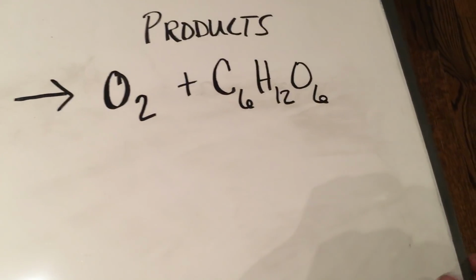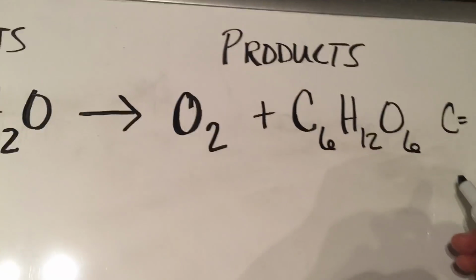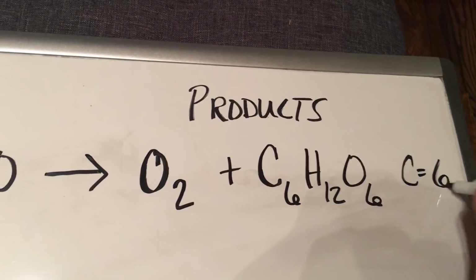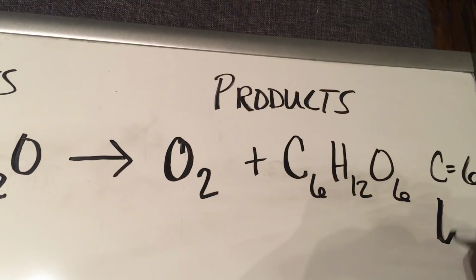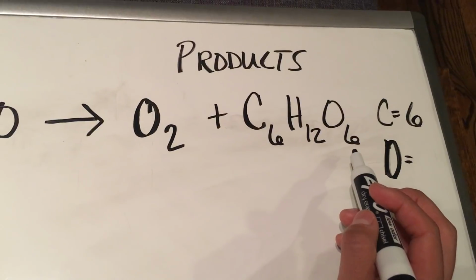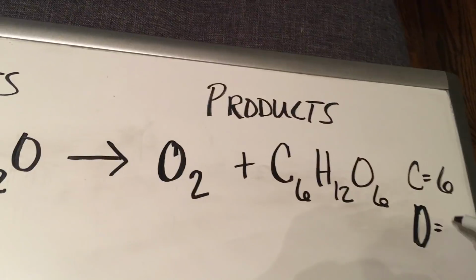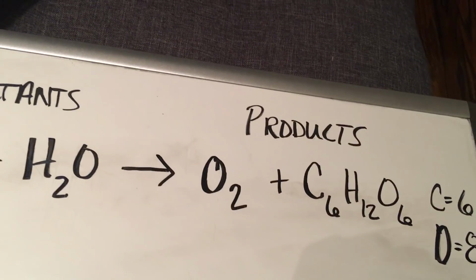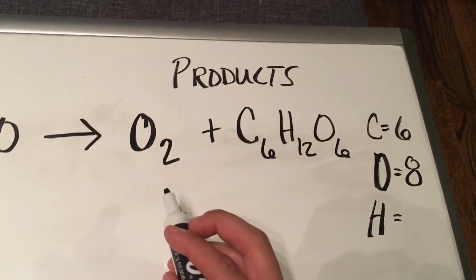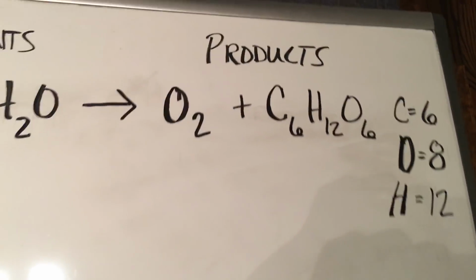Now let's do this side. Let's see how many we have, okay? Let's do carbon first. How many carbon do we have? 6 atoms of carbon. Okay, let's do oxygen next, because that's what we did on the other side. How many oxygens do we have? 6 here, plus 2. 6 plus 2 is 8. So we have 8 oxygens on this side. The next thing we do is count the hydrogens. How many hydrogens are on this side? That's right, 12. Nowhere else but on the glucose, so there's 12, okay.